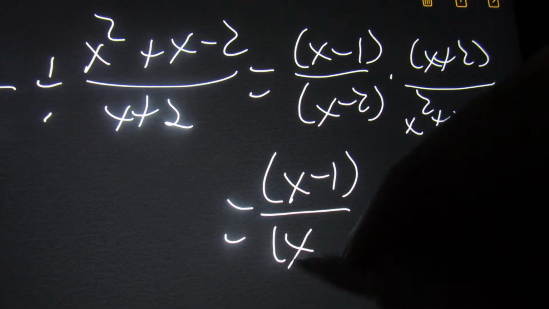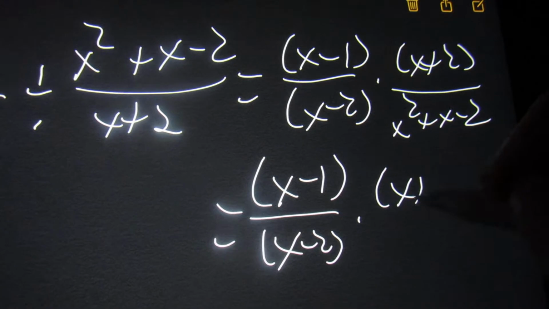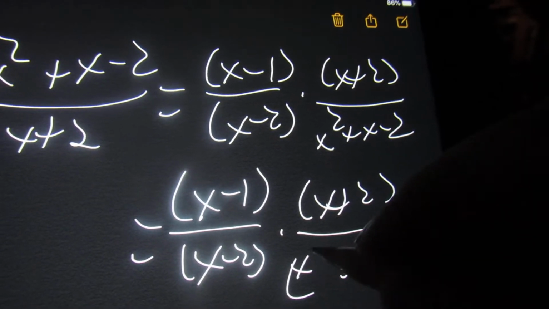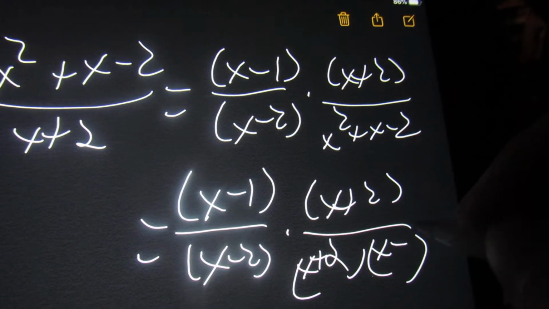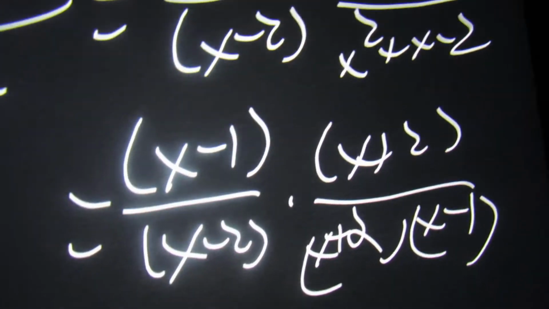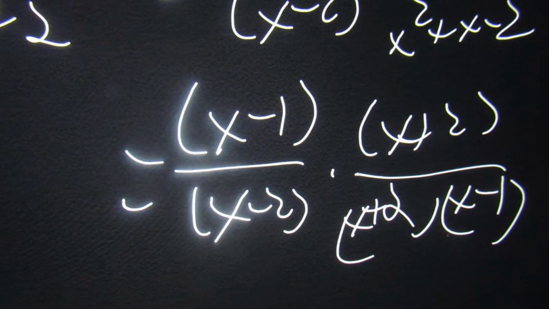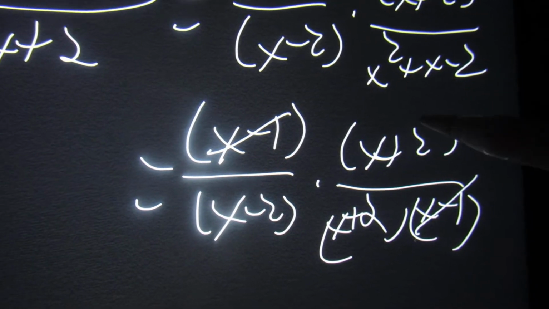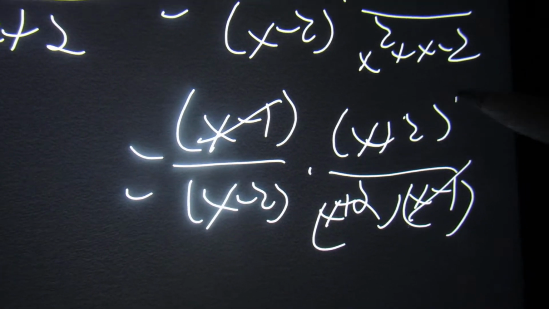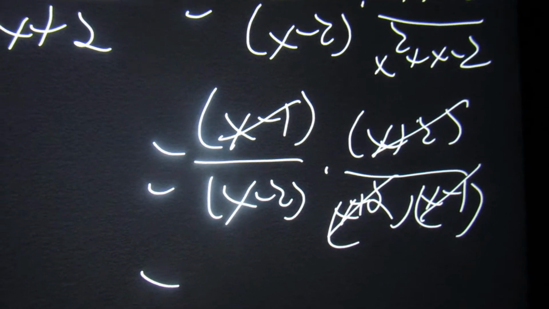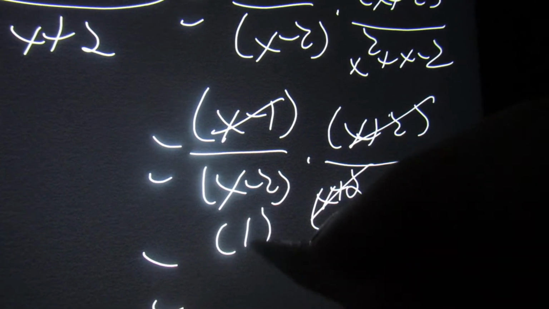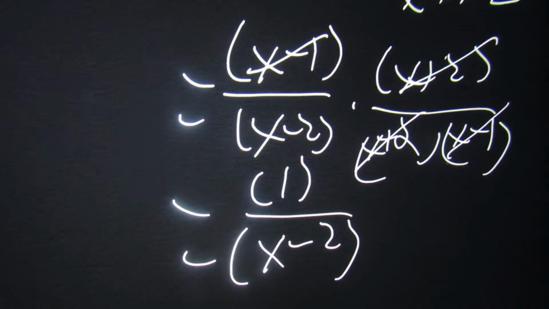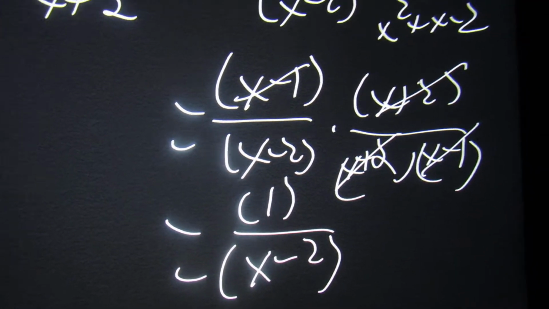(x - 1) over (x - 2) times (x + 2) over, our factors here are going to be (x + 2) and (x - 1). Okay, so now we're going to see what's on top and bottom. We have an x minus 1 on top and an x minus 1 on bottom. We have an x plus 2 on top and an x plus 2 on bottom. We canceled everything except for the 1 on top. So we have the 1, and on bottom we have x minus 2.